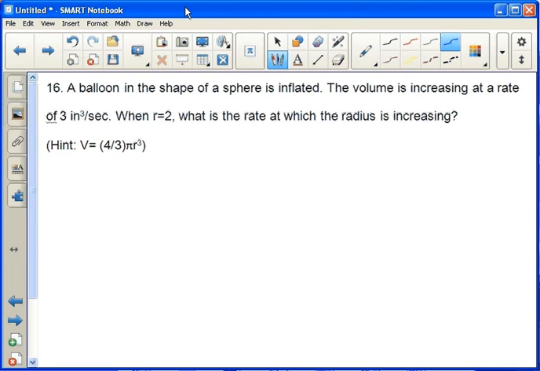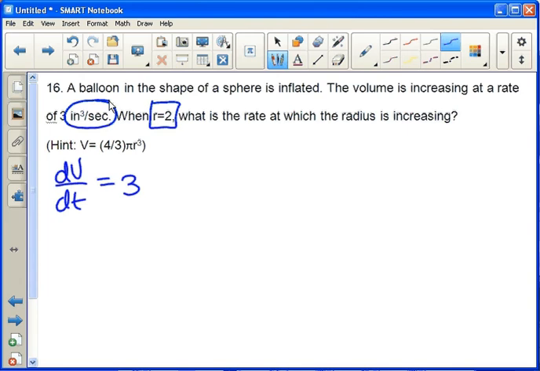So in number 16 we have a balloon in the shape of a sphere that is inflated. The volume is increasing at a rate of 3 cubic inches per second. Again, I know that's dV/dt just by looking at the units, because inches cubed has to be volume, and per second has to be your rate. So dV over dt equals 3. When r equals 2, what is the rate at which the radius is increasing?